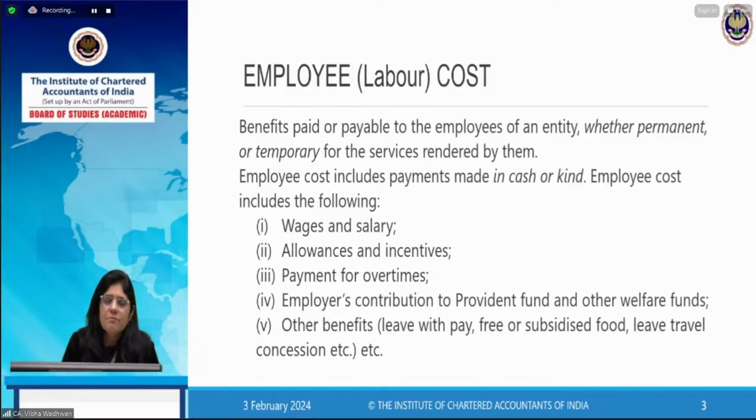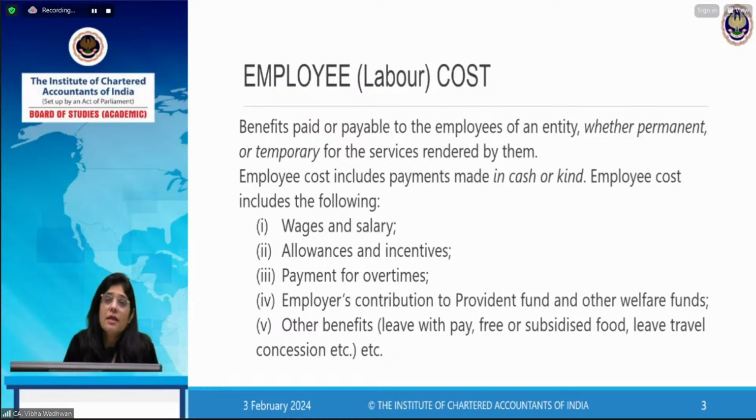So employee cost benefits are available to the employees, whether permanent or temporary. So some employees are on a permanent role, some employees are temporary. Employee cost includes payments made in cash or in kind. So employee cost includes the wages, it includes allowances. We give a house rent allowance, we give conveyance allowance or transport allowance. So there are many allowances which are given to the employees as per the policy of the company. Payment for overtimes, employer contribution to provident fund and other welfare funds.